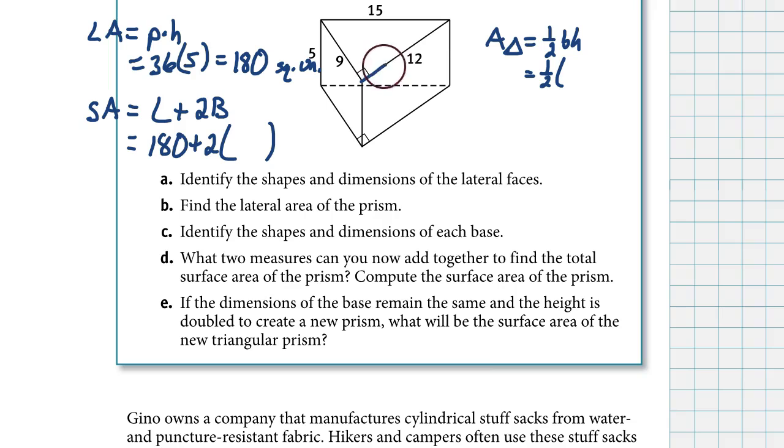The base of the triangle is 12. The height of the triangle is 9. This makes 54, and that's the answer that gets filled in for capital B. Taking a calculator, typing this last piece in, we get 288 square units.